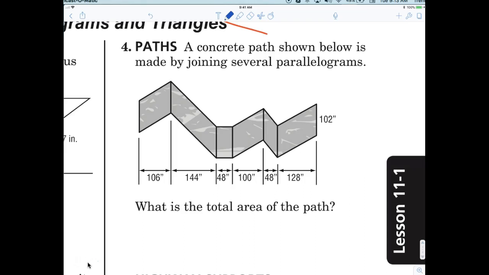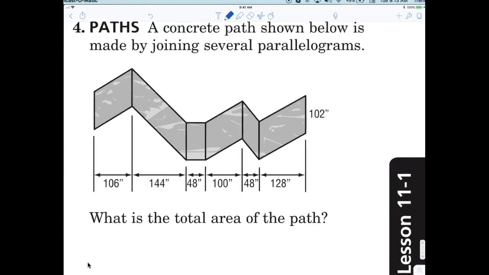It's just all crumpled up. But I'm asking you, what is the base of all of the parallelograms? The base is 102. The base is 102. Right?